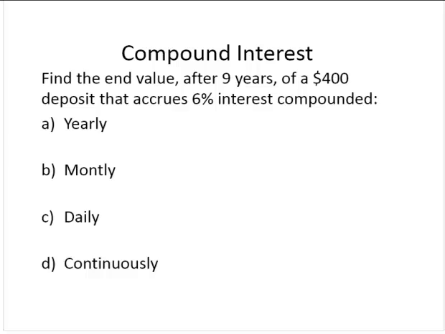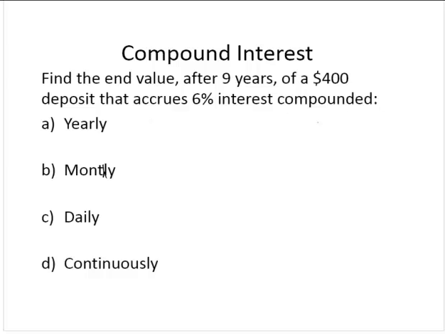Find the end value after 9 years of a $400 deposit that accrues 6% interest compounded yearly, monthly, daily, and continuously. All right, so compound interest.